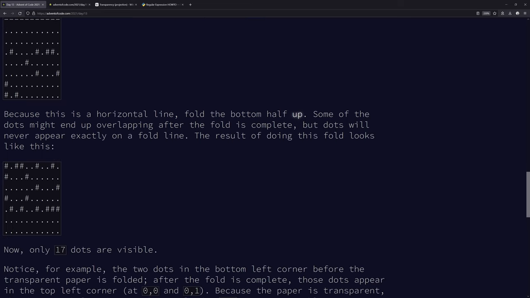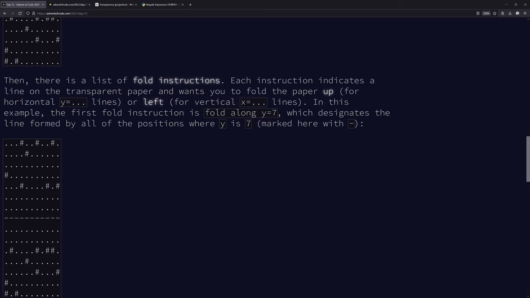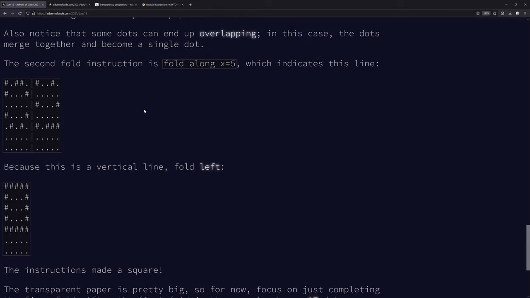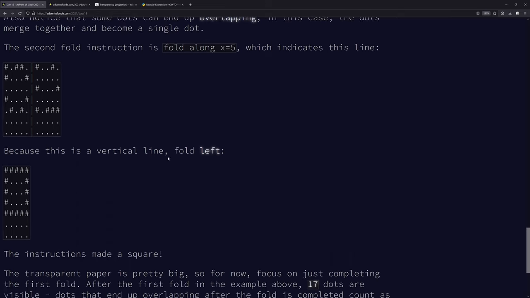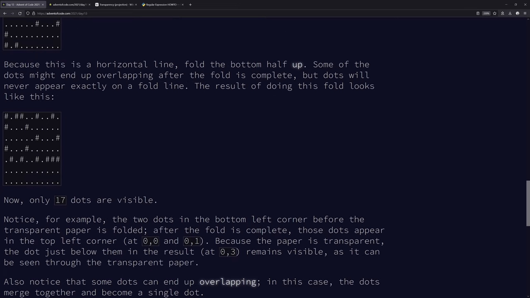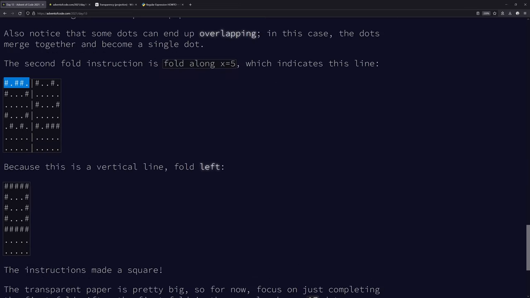Oh, it doesn't tell you. I guess it doesn't matter if you're folding. Oh, no. Fold the bottom half up. If you're doing a vertical line, fold left. So you take this one and you move it over here. You're folding left. Oh, so anything that's to the left doesn't move.